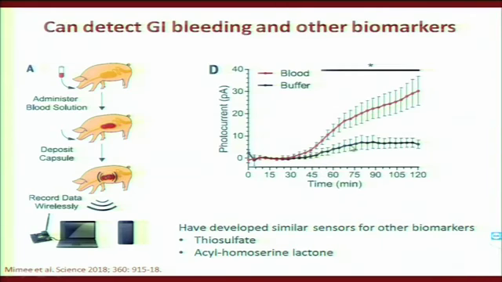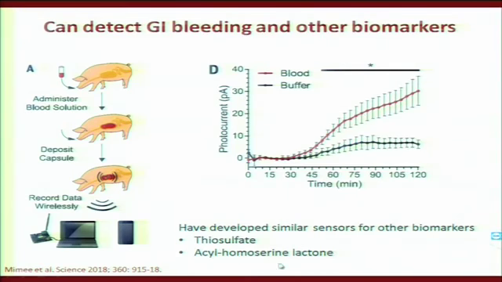Now, blood is easy to detect. We can do fecal occult blood. But this can tell you whether it is in a particular location. And that's only the start. They've developed similar sensors for other biomarkers. One of those is thiosulfate, which in animal studies has been found to be increased in tissues where there is inflammation. So you could do that.